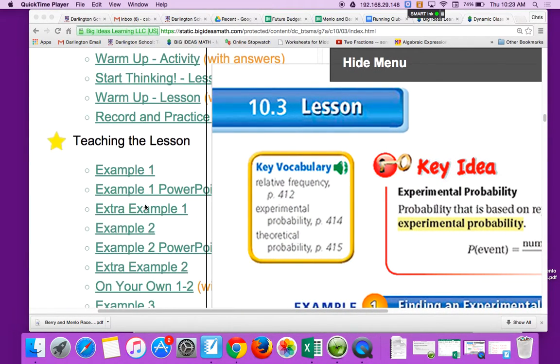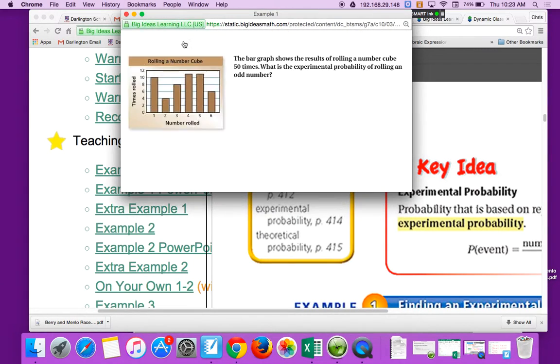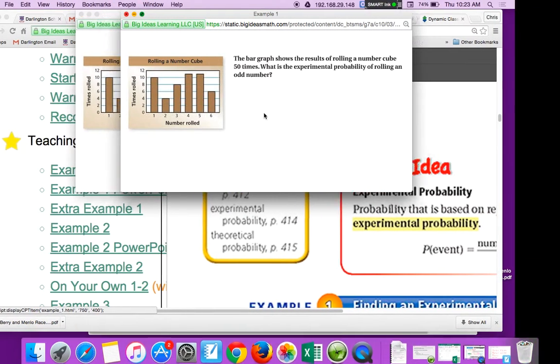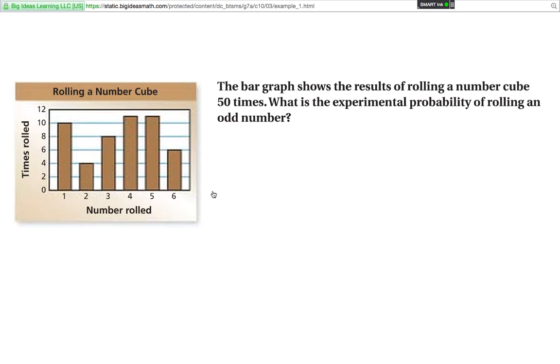Example 1. The bar graph shows the results of rolling a number cube 50 times. We already described what a number cube looks like. We played it yesterday. What is the experimental probability of rolling an odd number? Experimental, what actually happened in reality, is not always the same as theoretical. So look at the graph. How many different numbers do we have as odd numbers? Well, that's 1, 3, and 5.